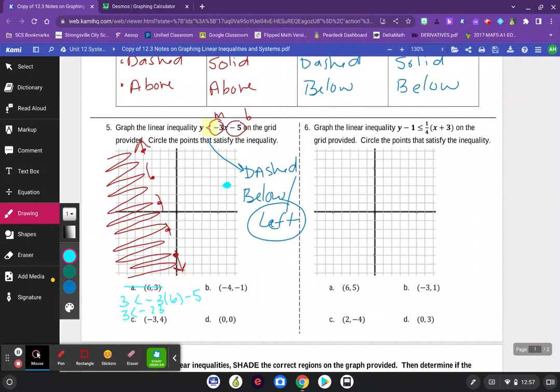Crossing that out. How about (-4, -1)? So (-4, -1) would be right over here. And that is in the shaded region, so that would make my statement true. Again, if I were to substitute that in, I would have -1 less than -3 times -4 minus 5. That's 12 minus 5, which is 7. -1 is less than 7, so it works.